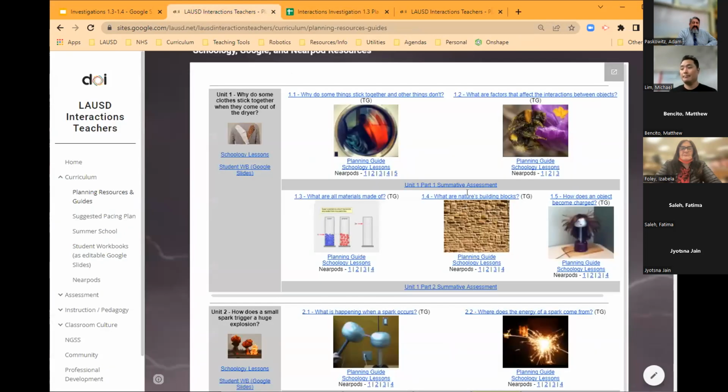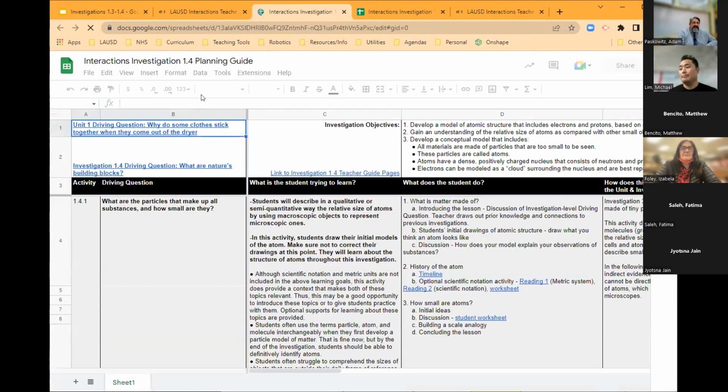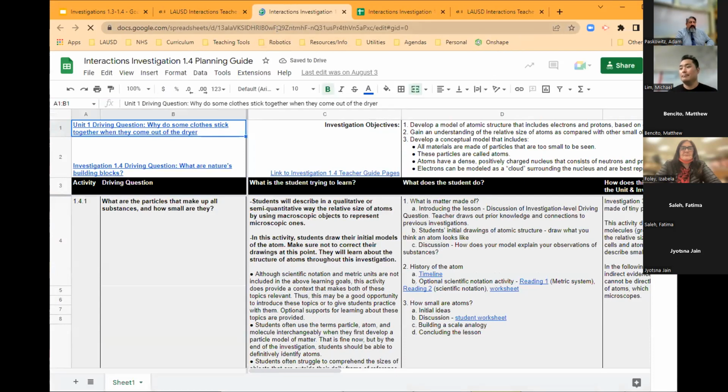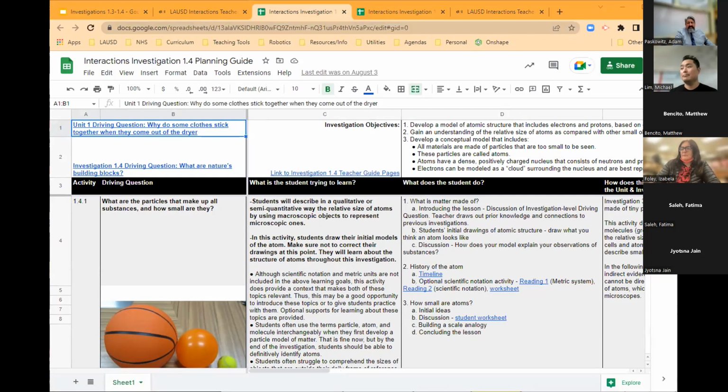So now let's look at investigation 4, the planning guide. Investigation 4 is about the history of the atomic model. We've established fairly well that the particle model is a thing, right? At least more of a thing than a continuous model. So now we go over the history of how that model was developed.